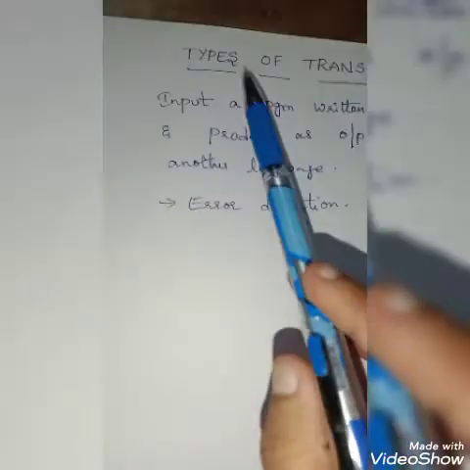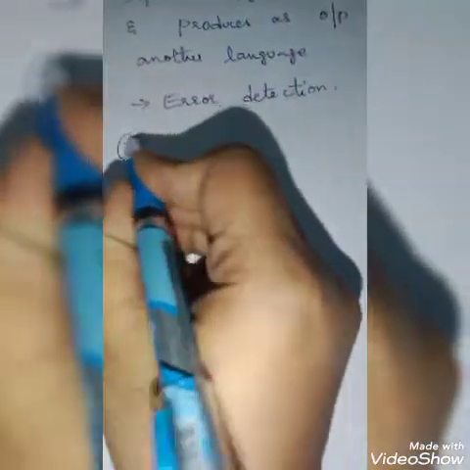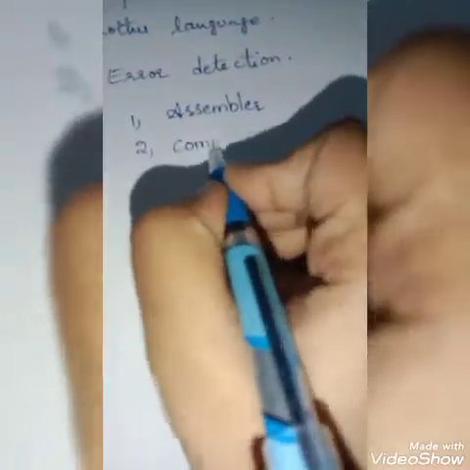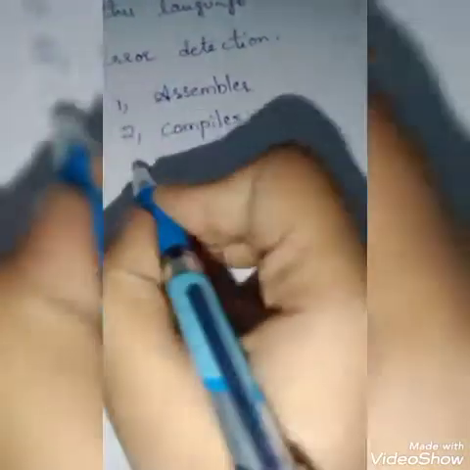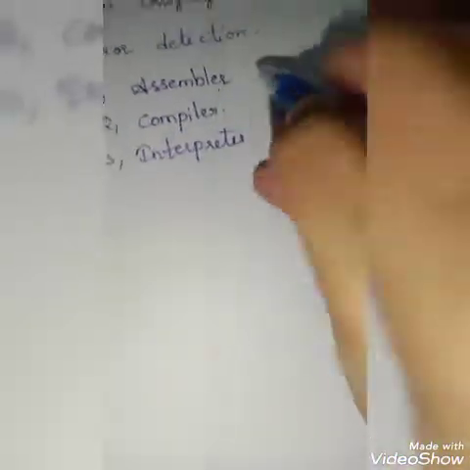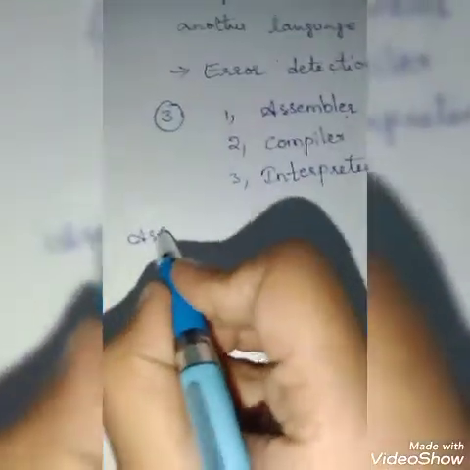Now coming to types of translators, we have three types of translators. The first one is assembler, the second one is compiler, and the third one is interpreter. So first let's see about the assembler.